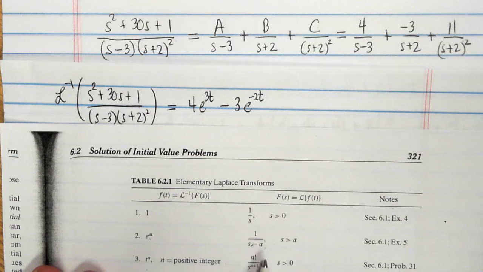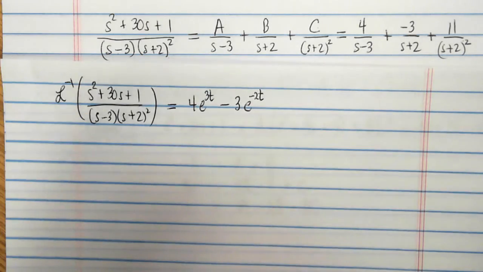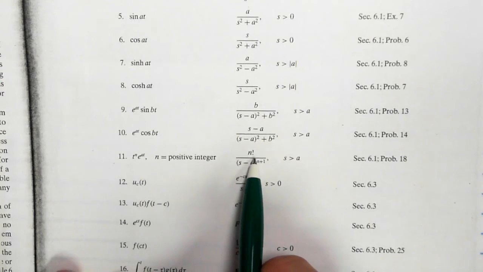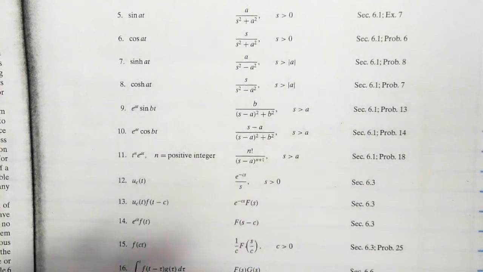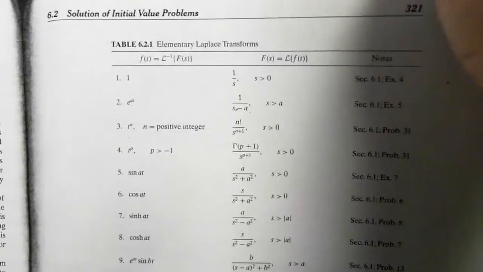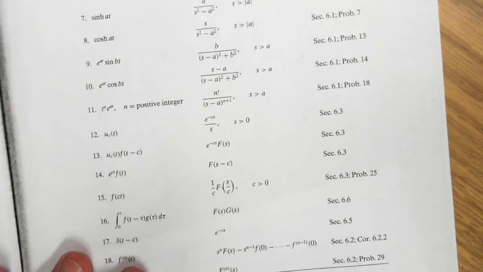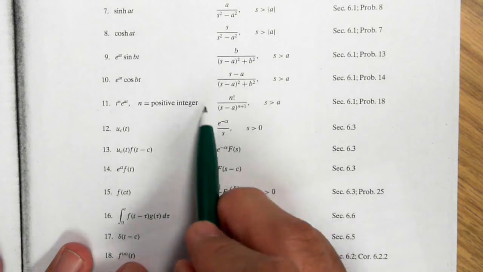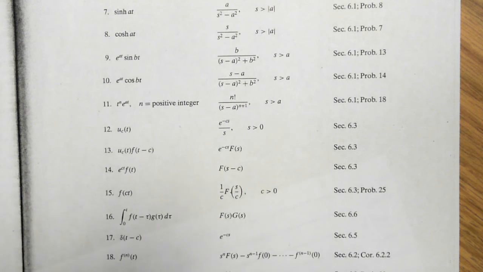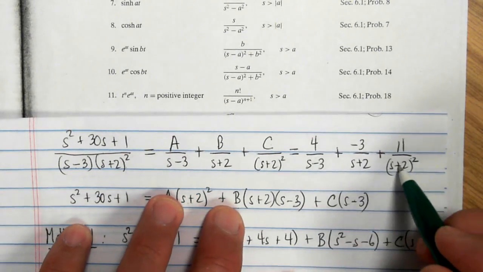Okay, now this last one doesn't fit this pattern because I've got a square. So I have to go a little bit further down the table for this one. And if I go further down the table, I see that I've got this pattern here. S minus a to the n plus 1. And that is supposed to fit. Let me see if I can get both of these on the screen at the same time. I'm going to be using this formula here because my inverse Laplace transform looks like this.